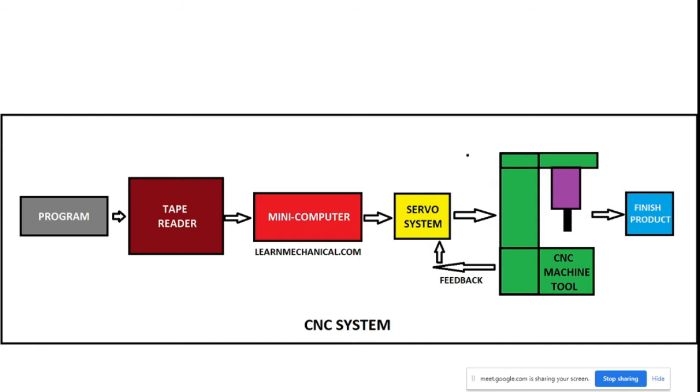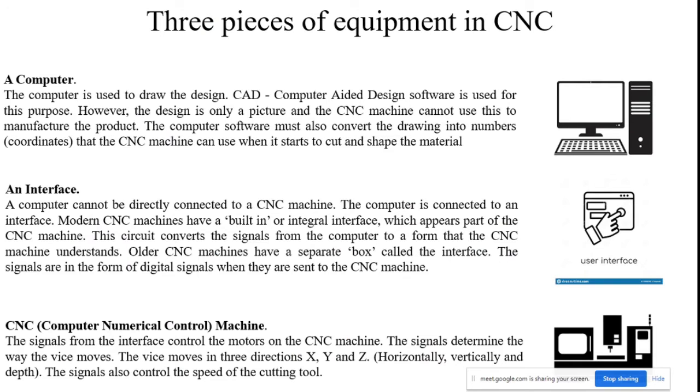These are all the components that are available with the CNC system. We can discuss what components are available at every stage. Every CNC machine should possess three pieces of equipment. What are they? Yes: a computer, second an interface, and third the CNC machine.